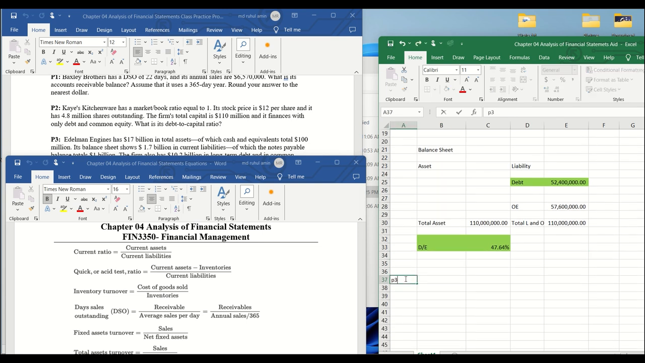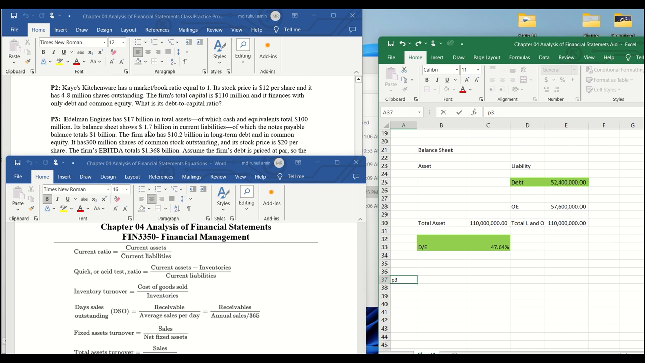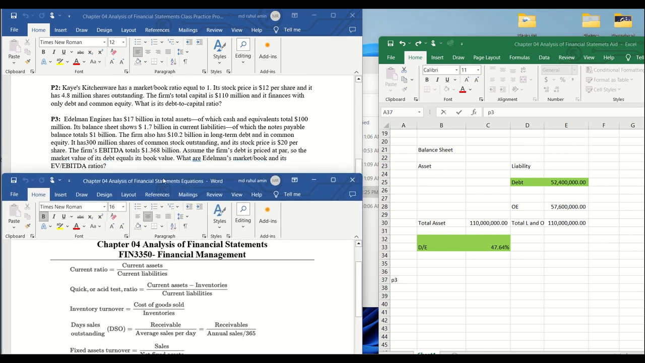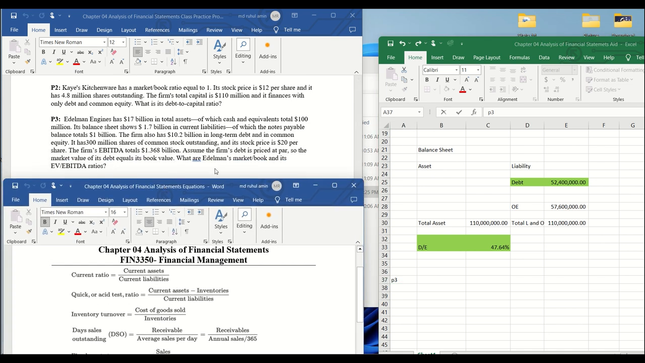Then problem 3. Problem 3 is some EBITDA. Let's get the values from the problem. The total assets is 17 billion. Total assets 17 billion. Then cash equivalent is 100 million.